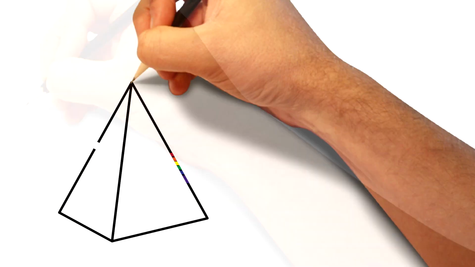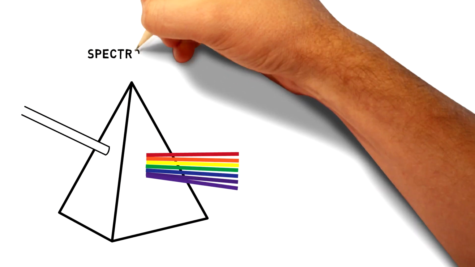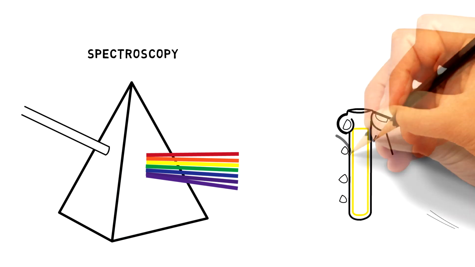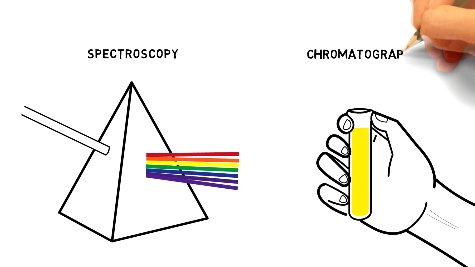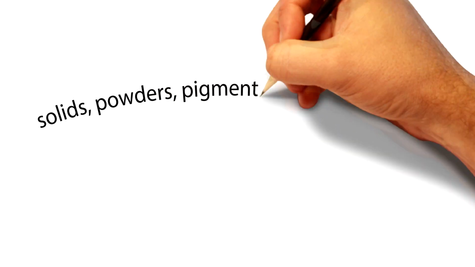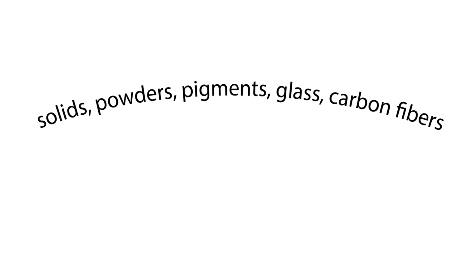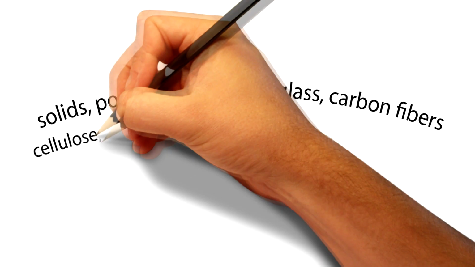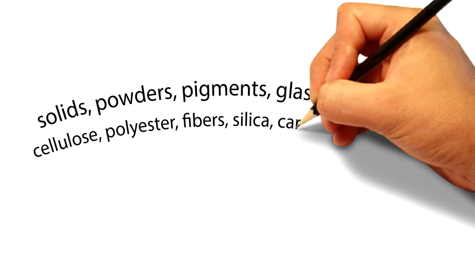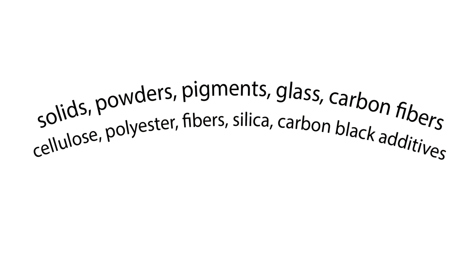So instead of using spectroscopic techniques to investigate a surface, IGC uses the power of chromatography, which can be used in powerful ways. If you work with any solids, powders, pigments, glass and carbon fibers, or if you want to understand the surface properties of cellulose and polyester fibers, or the effect of silica or carbon black additives, for example in tires, then IGC is definitely for you.